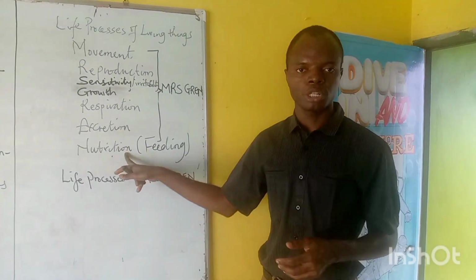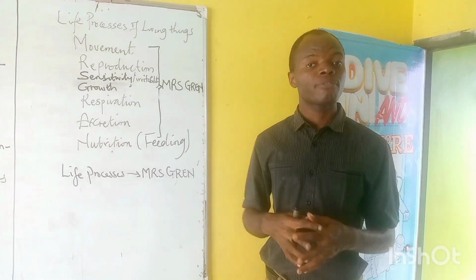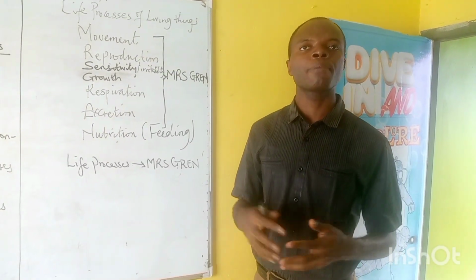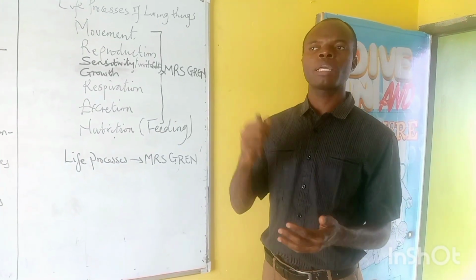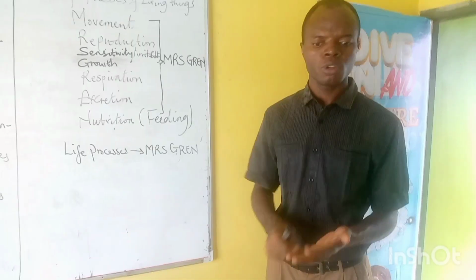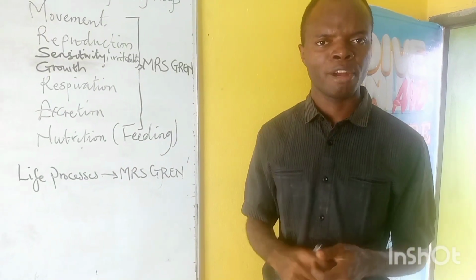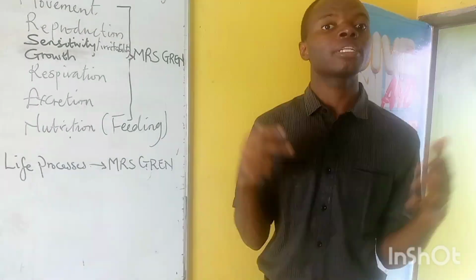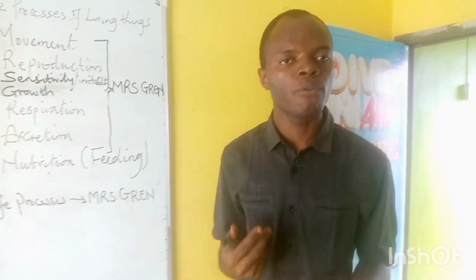Now, nutrition, the last life process on the board. Another name for nutrition is feeding. Plants and animals must feed to stay healthy and grow. They should be able to eat food, to grow, to reproduce, and function effectively in their environment. An animal cannot manufacture its own food. They depend on plants for their food.